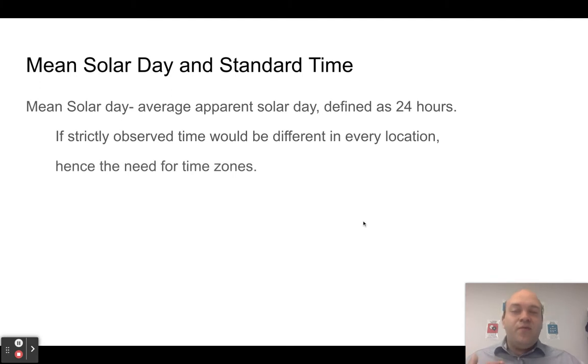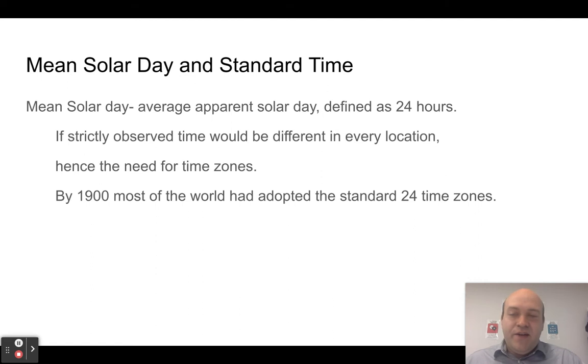This is kind of why we need time zones, so that we can agree that between this line of longitude and this line of longitude we're in the same time, and then change when we go over. By the 1900s, most of the world had adopted the standard 24 time zones. Again, that coincides with technology mostly being able to travel quickly and communicate instantly over long distances. It mattered a lot more what time we were all on. Before that, we could all just synchronize to the sun wherever we were, and that would be noon, and that was good enough for this town.